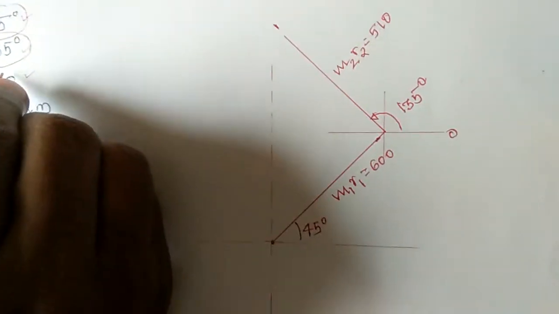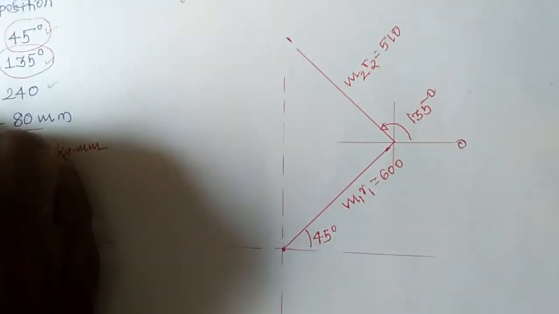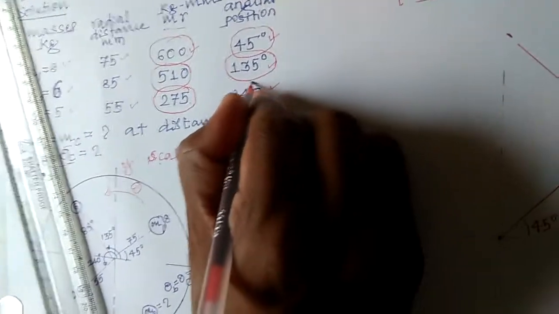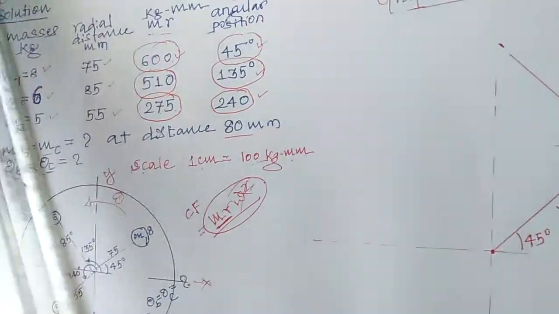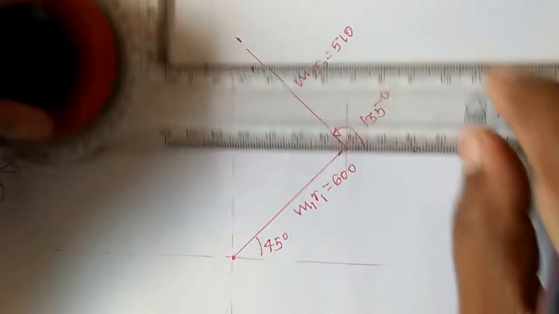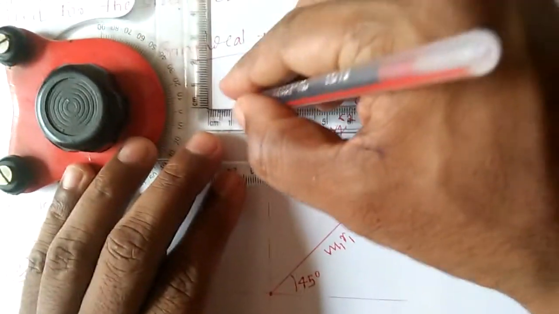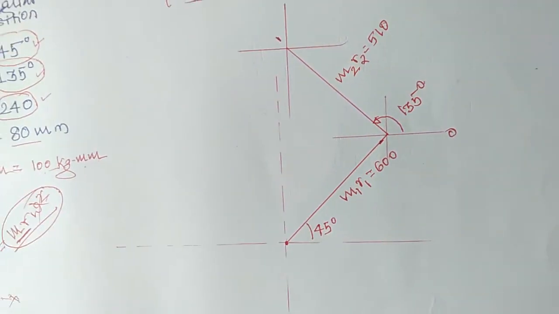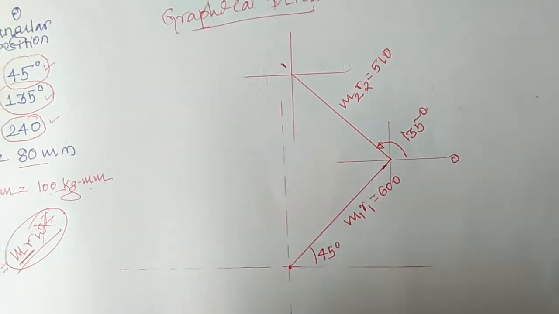Then the third one is what? Look at this, 275, it makes an angle of 240. First I will take it as an angle. First you have to take the angle only, with respect to this one. I will make a plus sign to make it easy to identify the angle. 240 means, okay, 240, you have to take it.